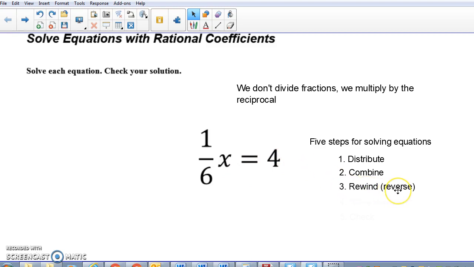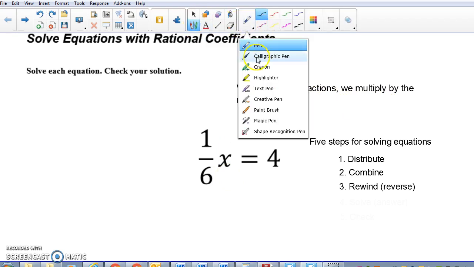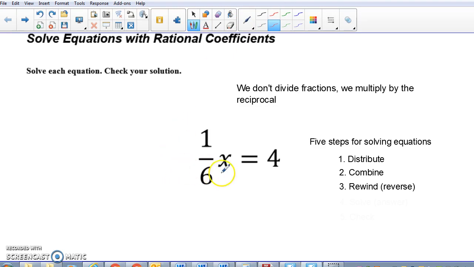Now it's time to rewind or do the reverse. You want to rewind or reverse away from your variable. So I need to get this 1/6 away from the x. This is multiplication. The opposite of multiplication is division. Bam! We don't divide fractions. We multiply by the reciprocal. Reciprocal means I flip this. The 6 goes in the numerator, 1 goes in the denominator. The point of using the reciprocal is that when you multiply reciprocals by each other, they equal 1. And that's my goal, to cancel this out and make it equal 1.